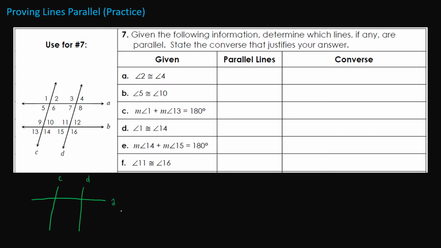And here's line A. And I know I'm trying to look at the relationship between angles 2 and 4. So I'm just redrawing what I need. When I look at these angles, I notice that they're in corresponding places on lines C and D. So in this case, since they are corresponding, and since angle 2 is congruent to angle 4, I'm going to say line C is parallel to line D.